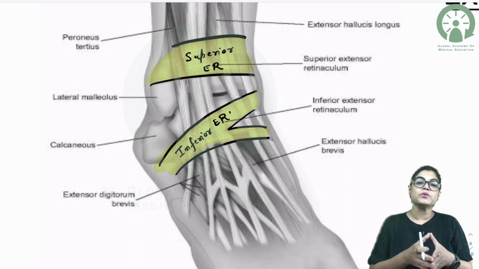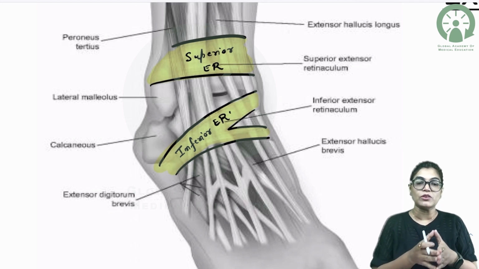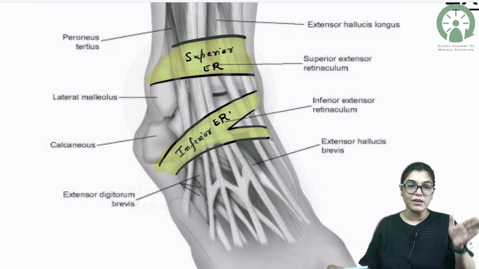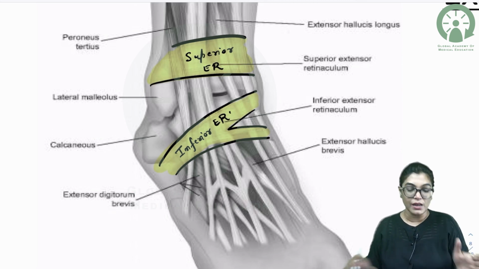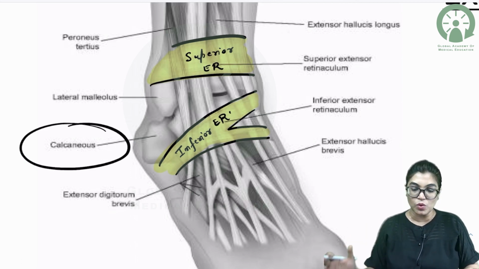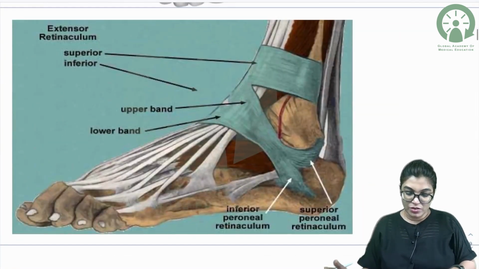The attachment of superior extensor retinaculum is on the anterior lower aspect of tibia and fibula. It's from the anterior surface of fibula to the anterior border of tibia. If I talk about inferior extensor retinaculum, it extends from the calcaneus bone and gets attached to the medial malleolus, and it also merges with the deep fascia of the sole of foot. So, that is about it.